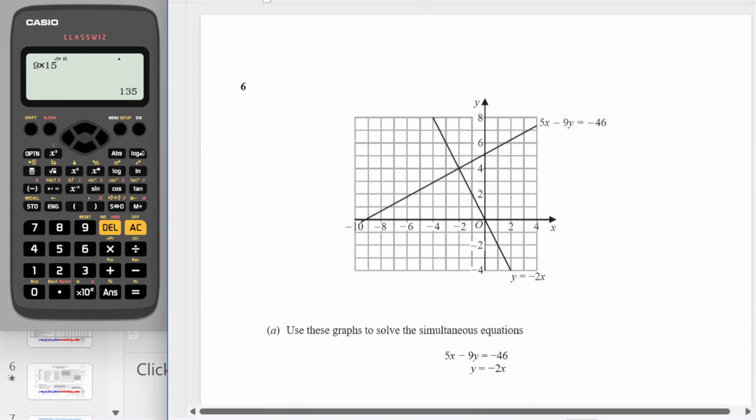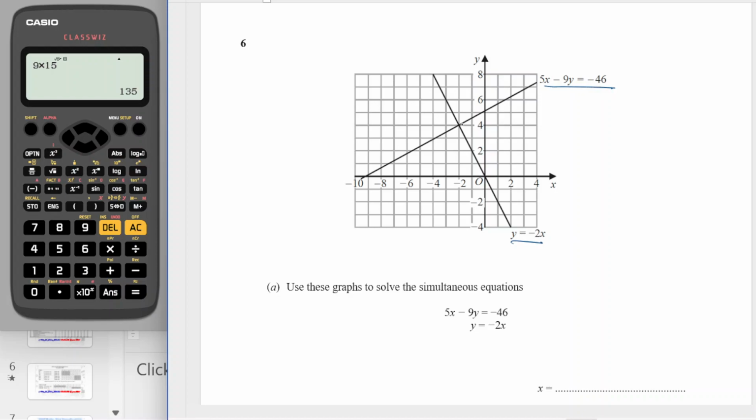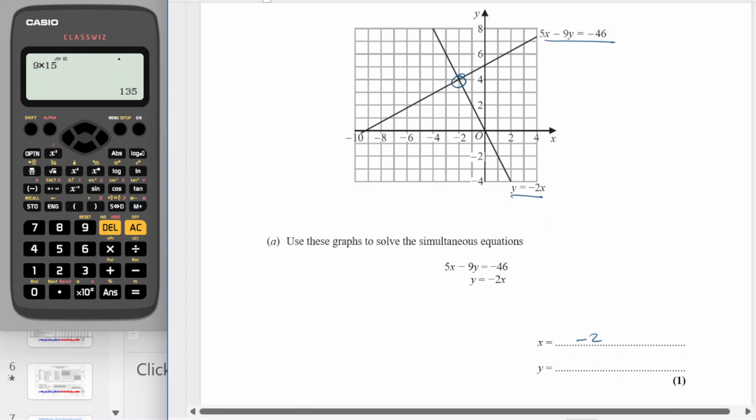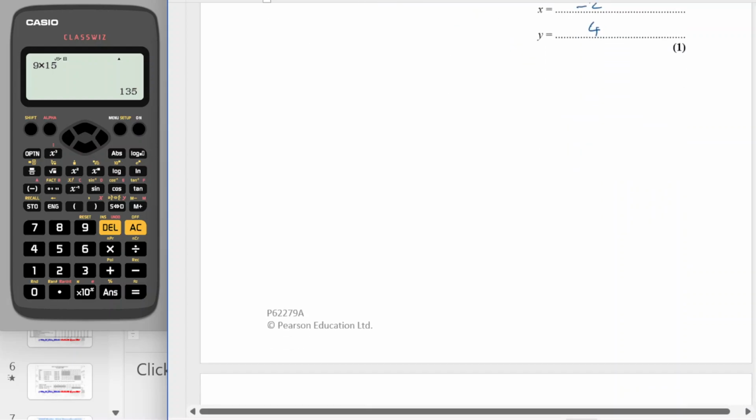Okay, question 6. Use the graph to solve the simultaneous equations. So let's just double check that they are correct. That is the graph and that is the graph. So all we're after is the intersection of them. So the intersection is when x is equal to -2 and when y is equal to 4. Just reading it off a graph, nothing more complicated than that. Part B.